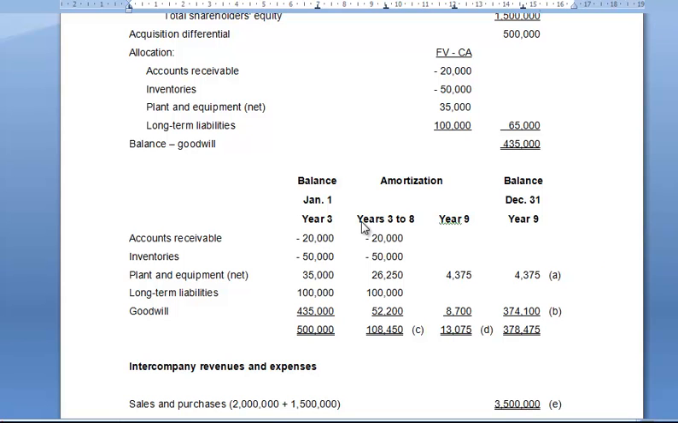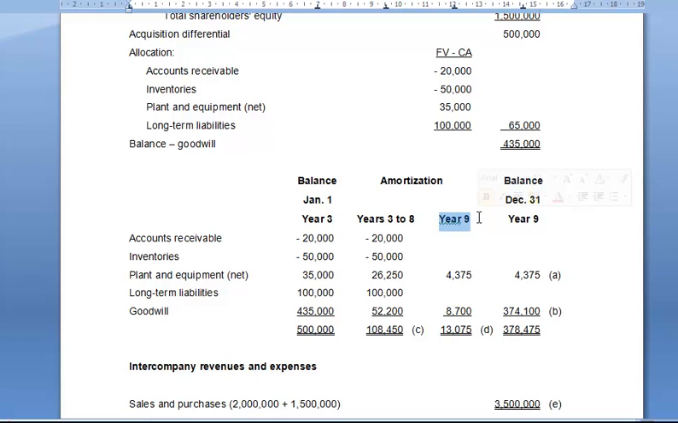So we're most interested now in looking at this column here to adjust our retained earnings. This is years 3 to 8. And we're interested in looking at year 9 separately because year 9 acquisition differential amortizations will adjust the sub's income.